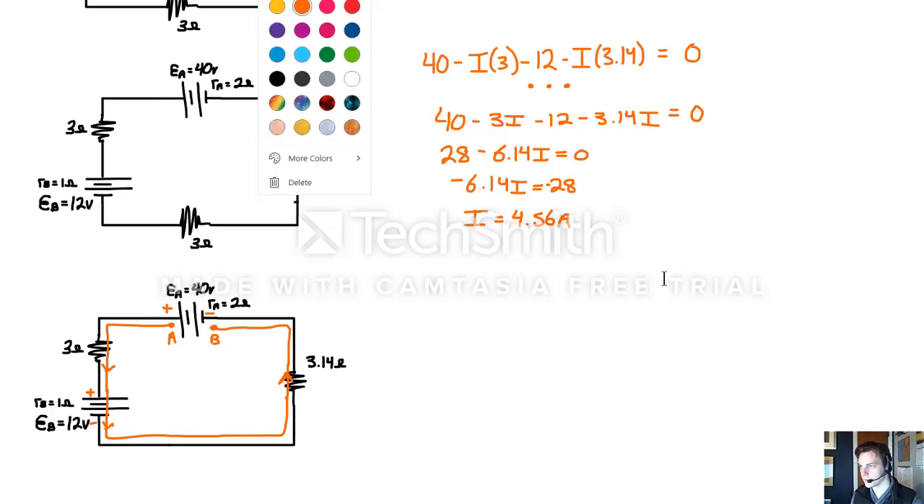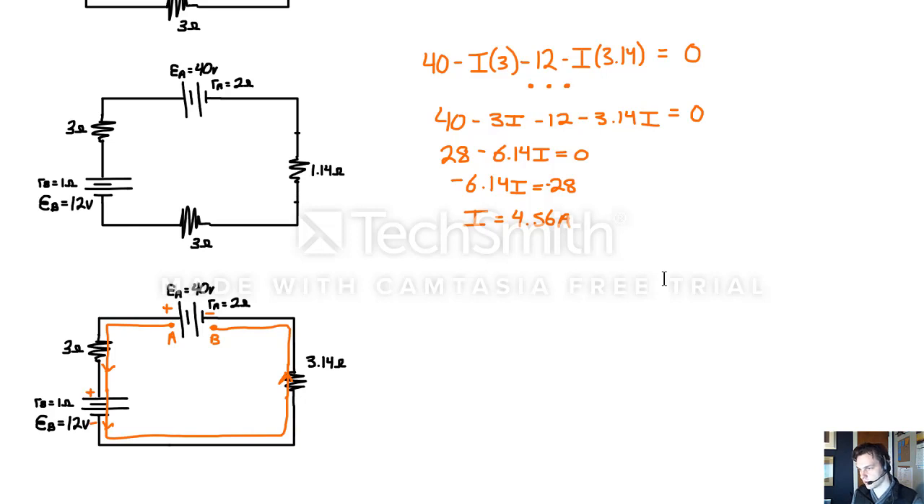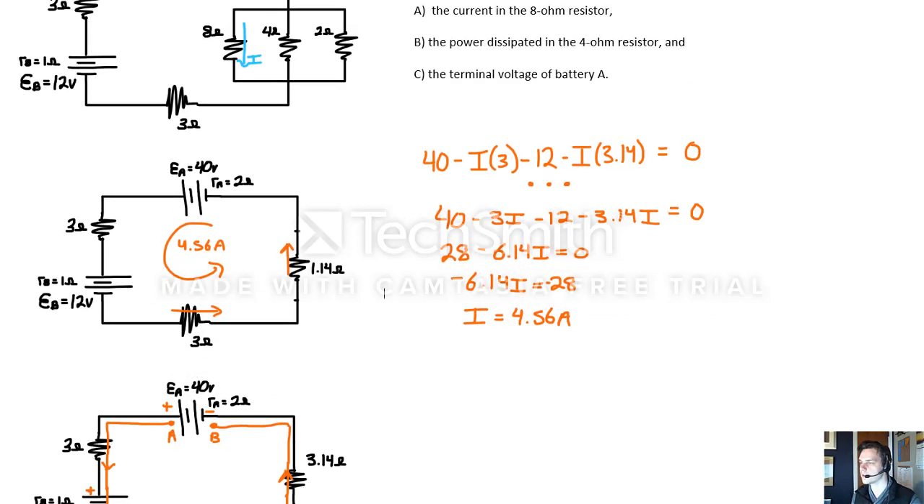At this point, it's helpful to know that going back up a layer to a slightly more complex circuit, we again have 4.56 amps going around this entire loop. Since all of these elements are in series, that goes for this, and it goes for this as well. This is my resistor of interest at the moment, because inside this composite resistor with value 1.14 ohms is the 8 ohm resistor, actually in parallel with two others.